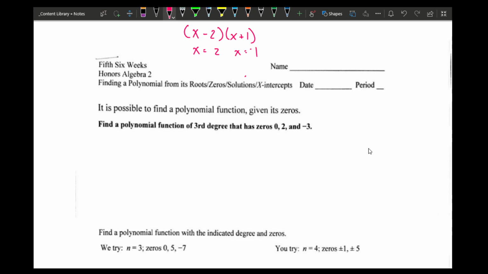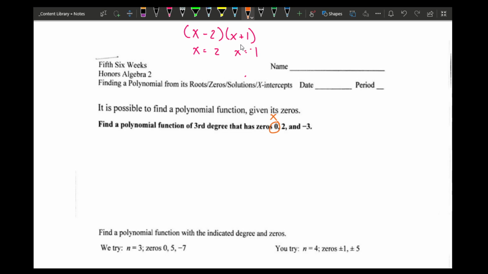All right. So what I'm going to do here is exactly this. I've got 3 zeros, 0, 2, and negative 3. The question that I would expect here is, how do I write this as a factor? When we were doing these up here, we said x minus 2 equals 0 to get the positive 2. We said x plus 1 equals 0 to get the negative 1. So what can we set equal to get a 0 is just x, because it'll be x equals 0 when we set the equation up.